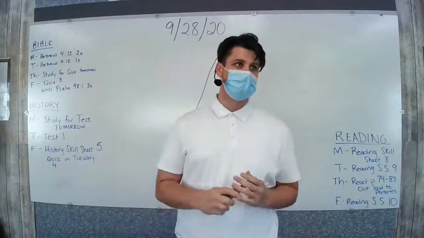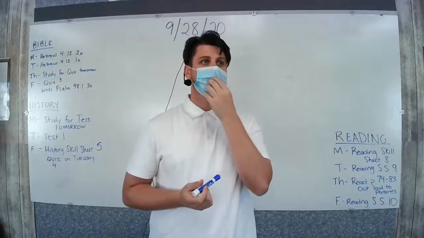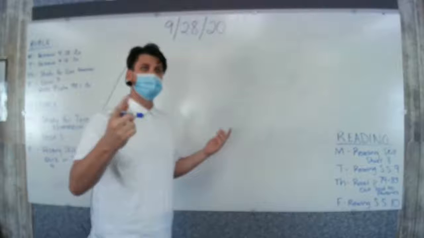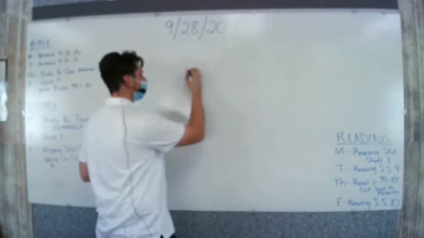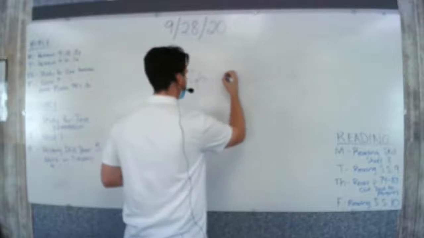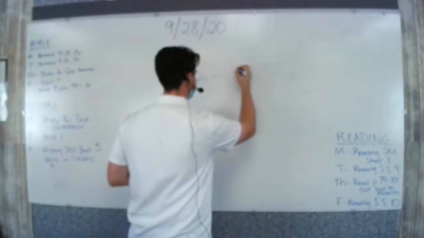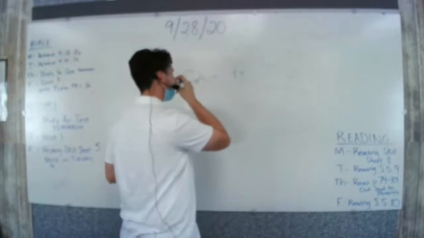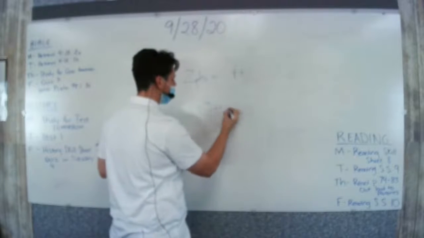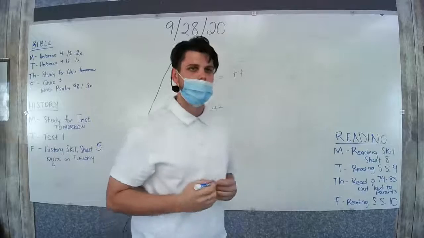So if you have 2 yards, how many feet do you have? 6 feet, right? How do you figure that out? You multiply. So 2 yards, 1 yard is equal to 3 feet, right? So if you have 2 yards, you just multiply. So that's the first rule.